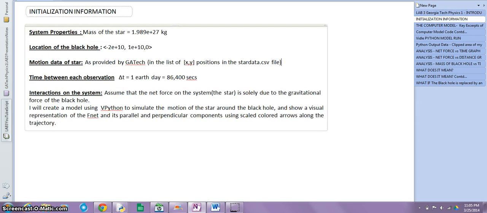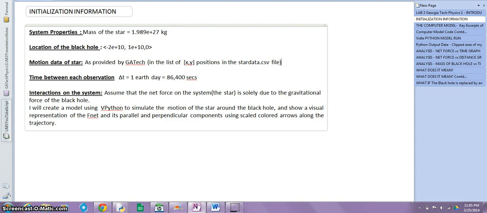The data used to initialize the Python program was the mass of the star, location of the black hole, motion data of the star as provided by Georgia Tech in the list of XY positions in the stardata.csv file. Time between each observation, delta t, is 1 Earth day. The interactions in the system: we assume that the net force on the system is solely due to the gravitational force of the black hole.